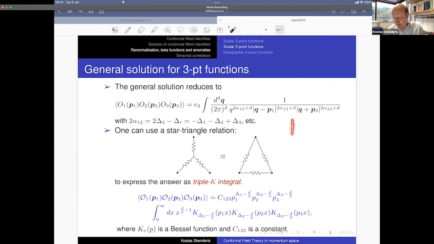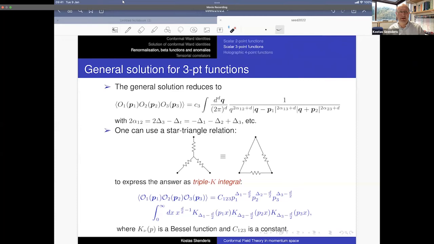To describe that fully, it would be about an hour lecture on a board to put in all the details. But the final result is that this expression becomes an integral of three Bessel functions. So these are going to be important objects. I will call them triple K integrals, and I will discuss their properties in a minute.